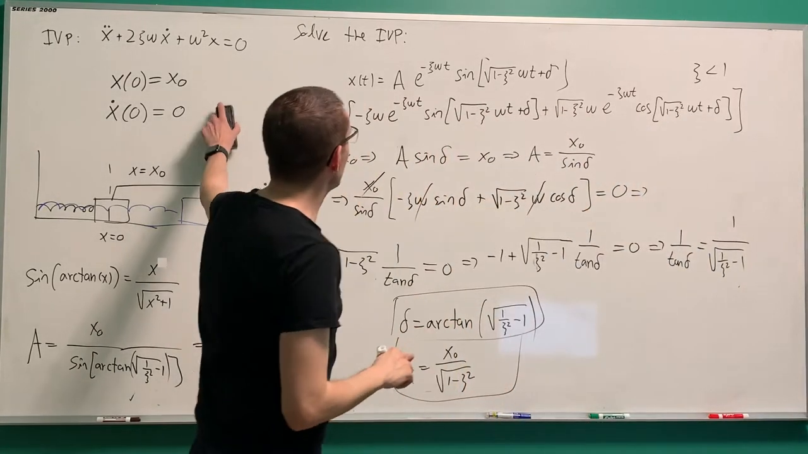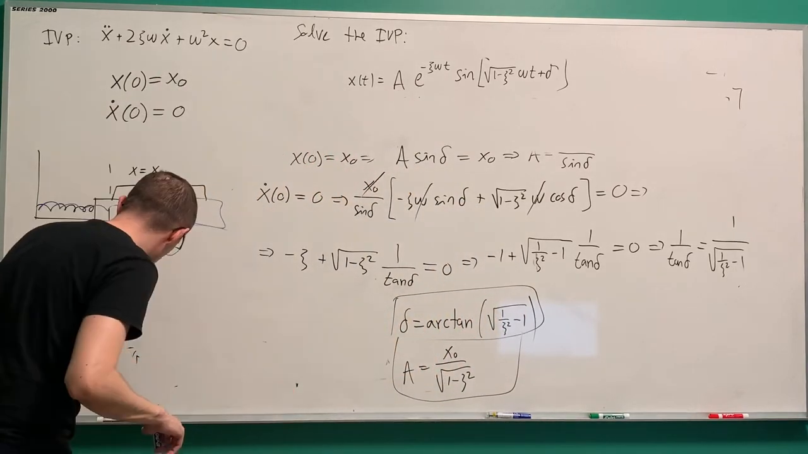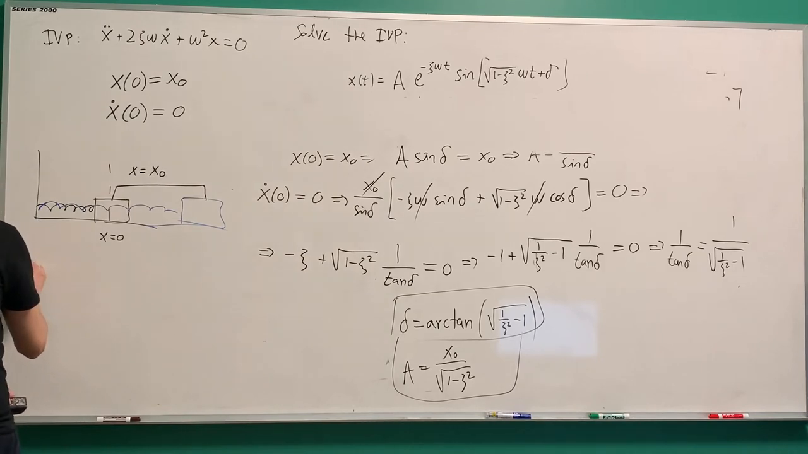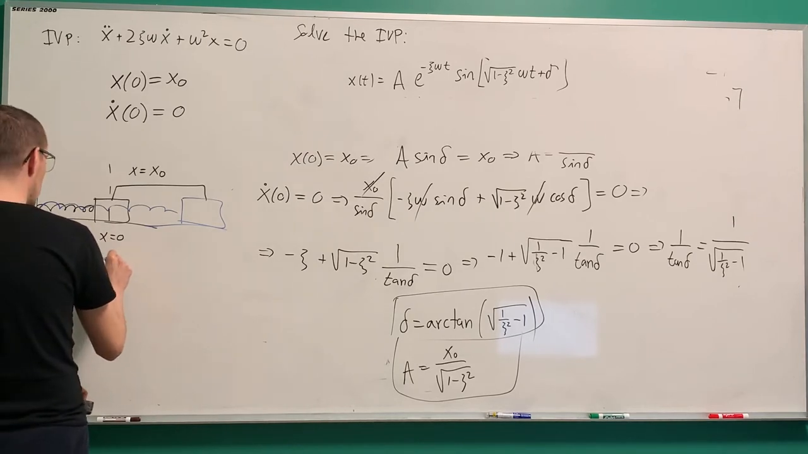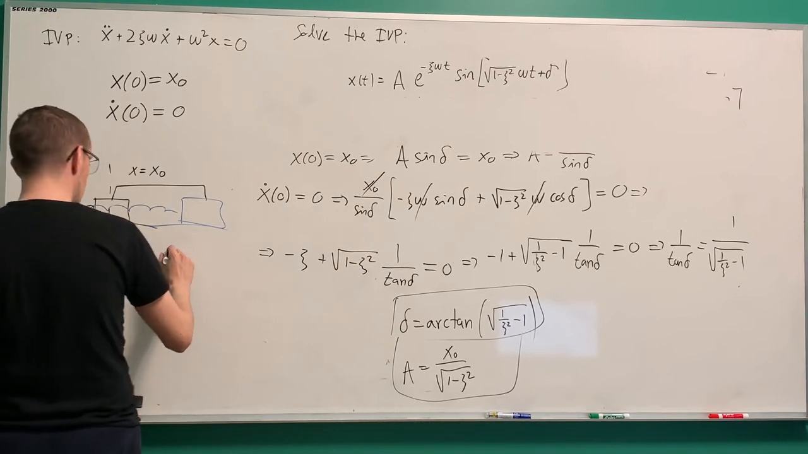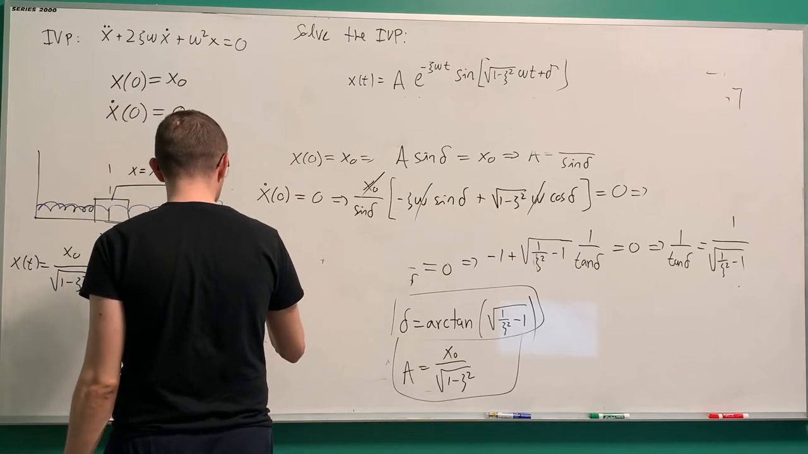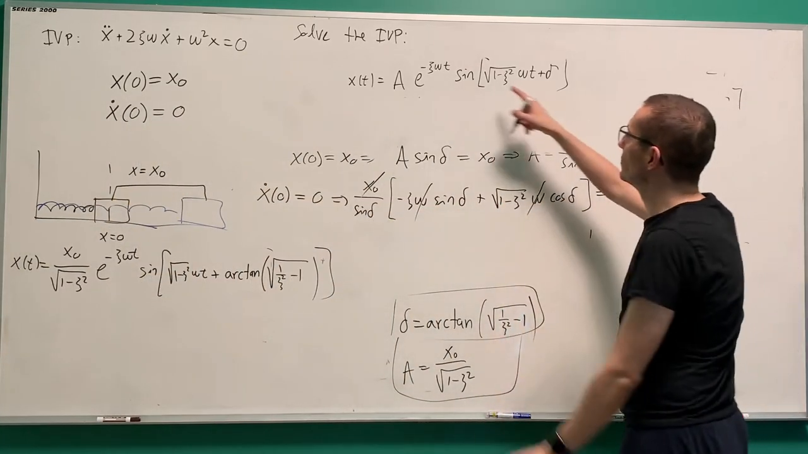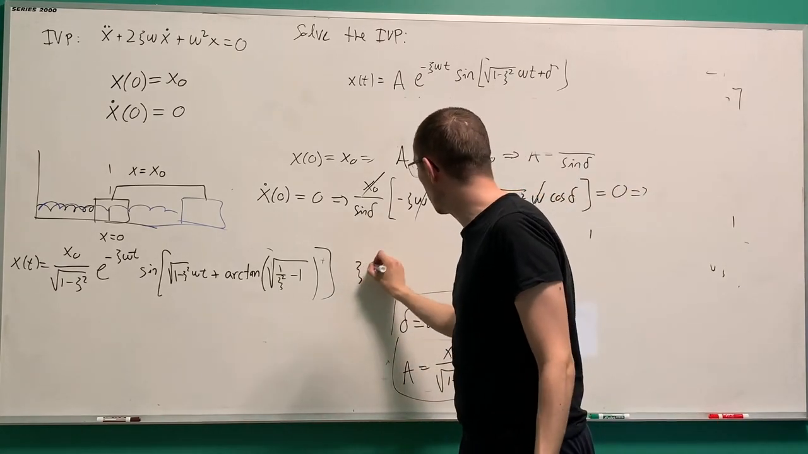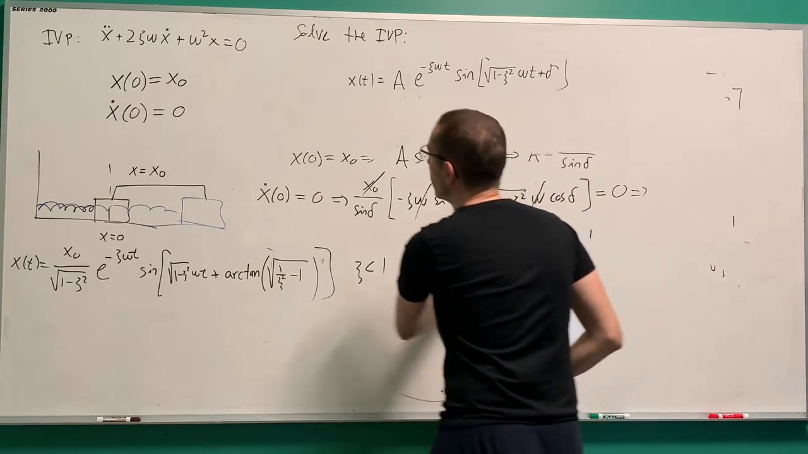All right, fine, we solved the problem. Let's just write the solution. I'm going to erase everything that I used to get that. The solution for the underdamped case is x of t equals, substituting A, x0 divided by root of 1 minus psi squared, e to the minus psi omega t, sine of root of 1 minus psi squared omega t plus the arctangent of root of 1 over psi squared minus 1. Okay, this is the particular solution. This is the general solution. This is the particular solution in the underdamped case. The particular solution that satisfies this initial condition, where I pull by a quantity x0. All right.